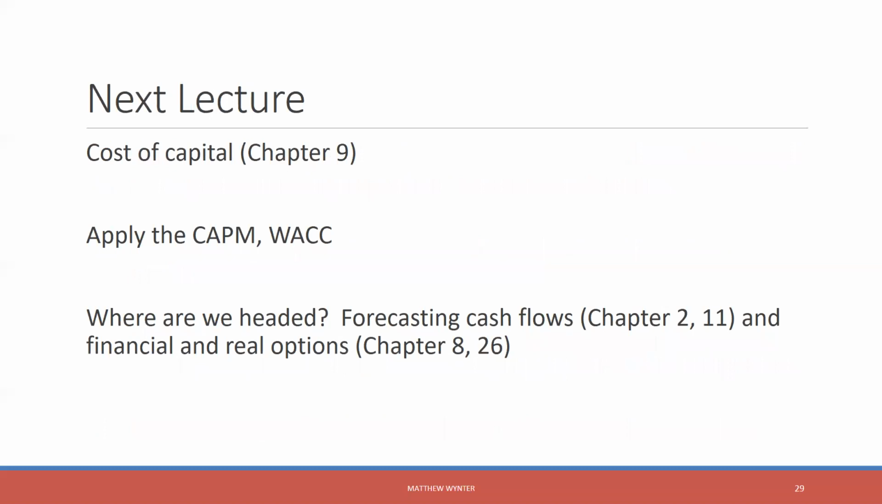So our next lecture is going to focus on the cost of capital. We're going to apply the CAPM, and we're going to use that to estimate the weighted average cost of capital, or the WACC. Where are we headed? After we apply the CAPM, we'll get into forecasting cash flows, and then we'll look at financial and real options. A good chapter to read in preparation for our next lecture will be chapter 9, which focuses on the cost of capital. Thank you.